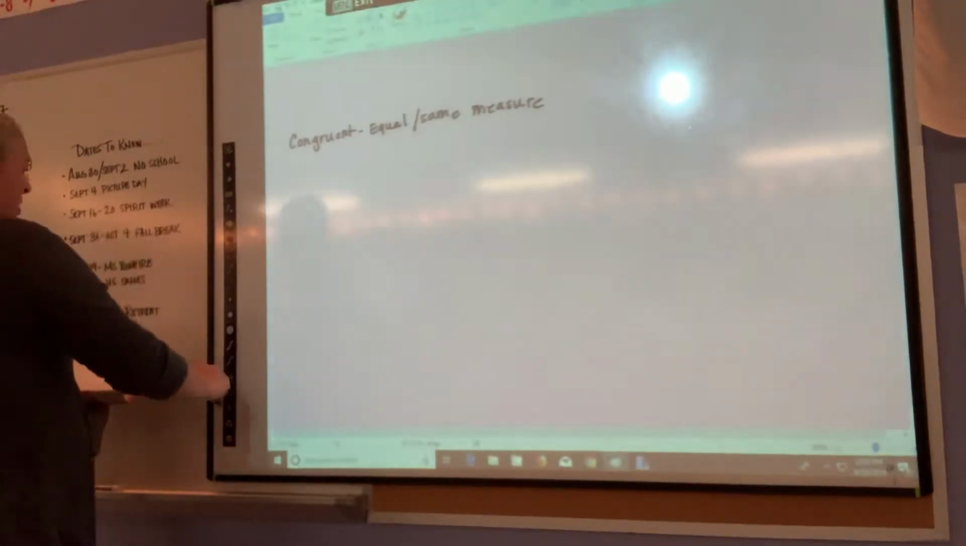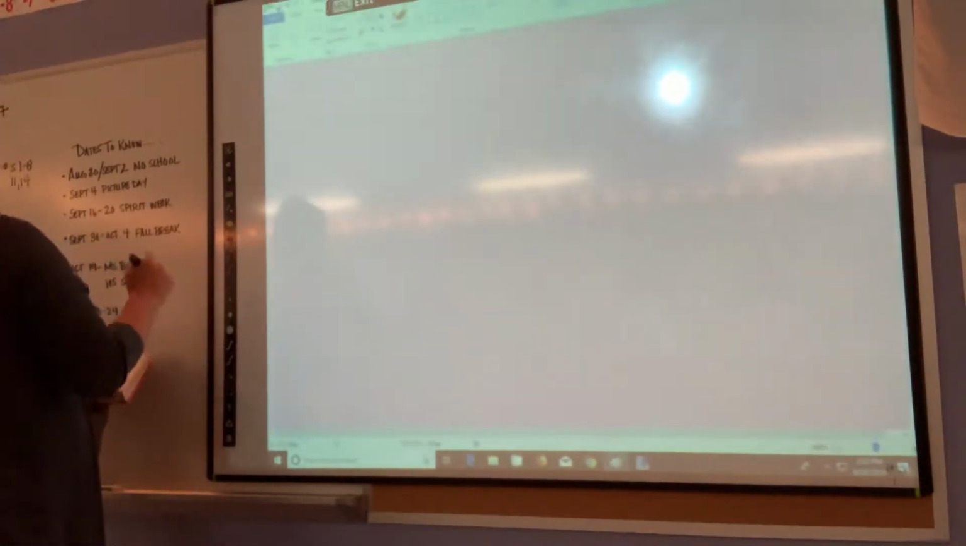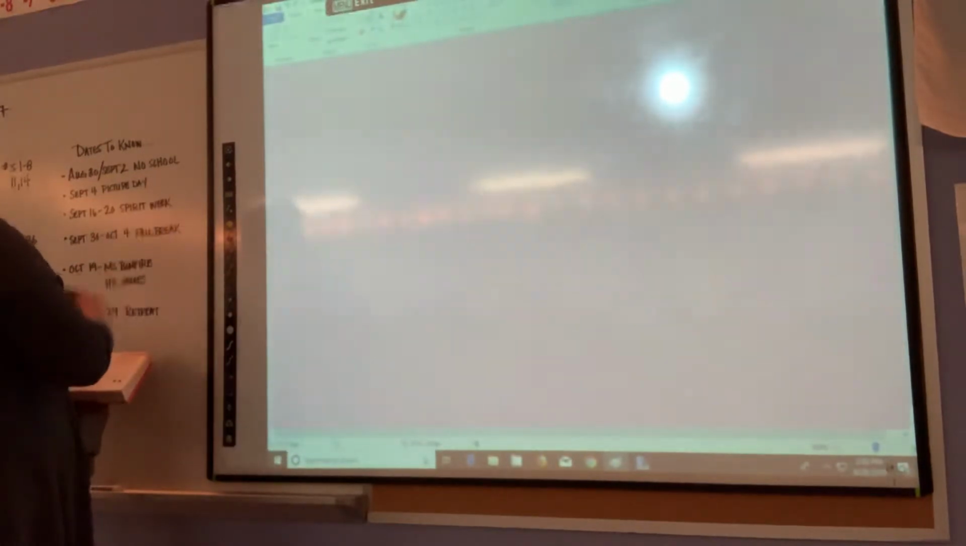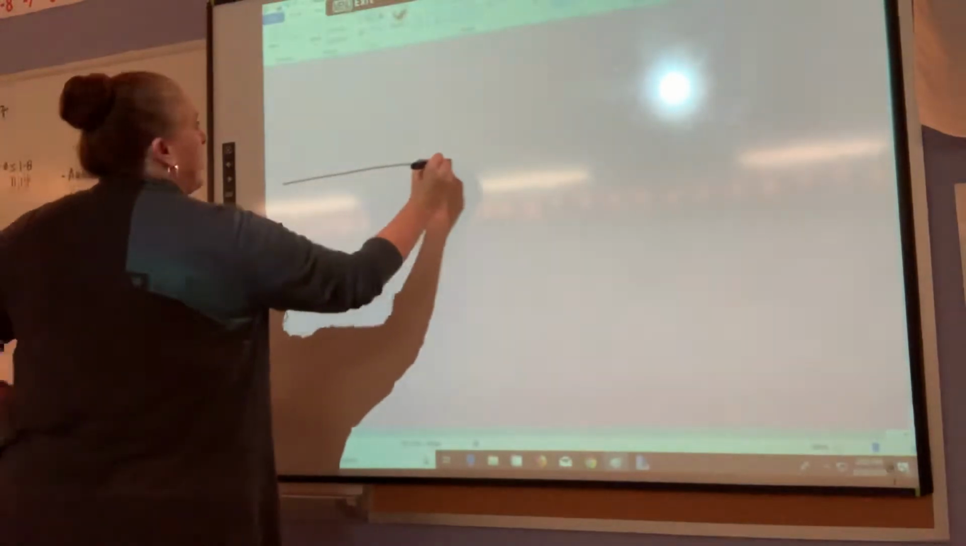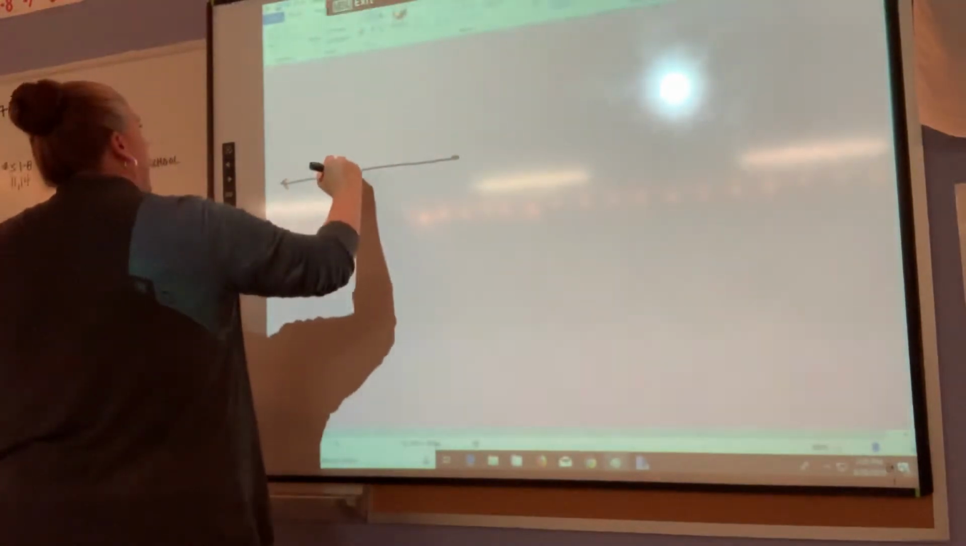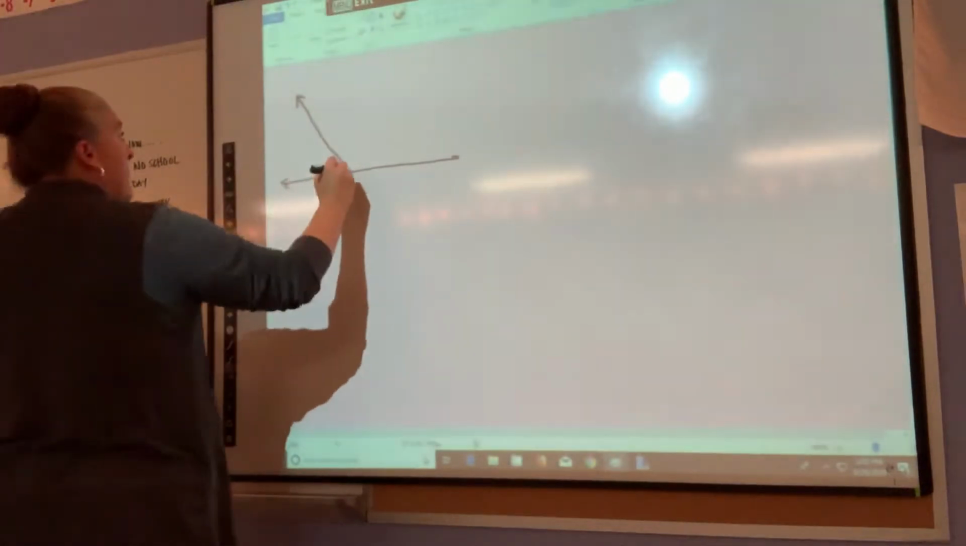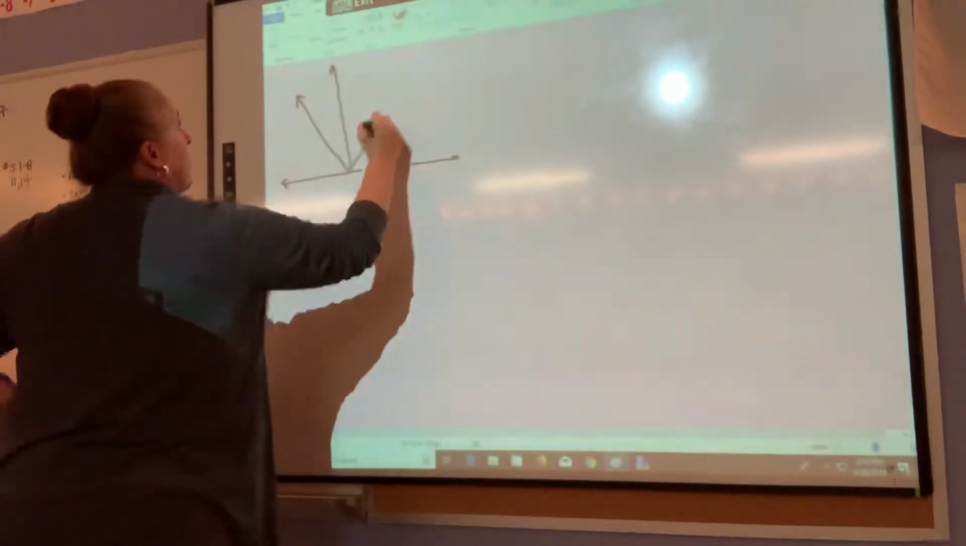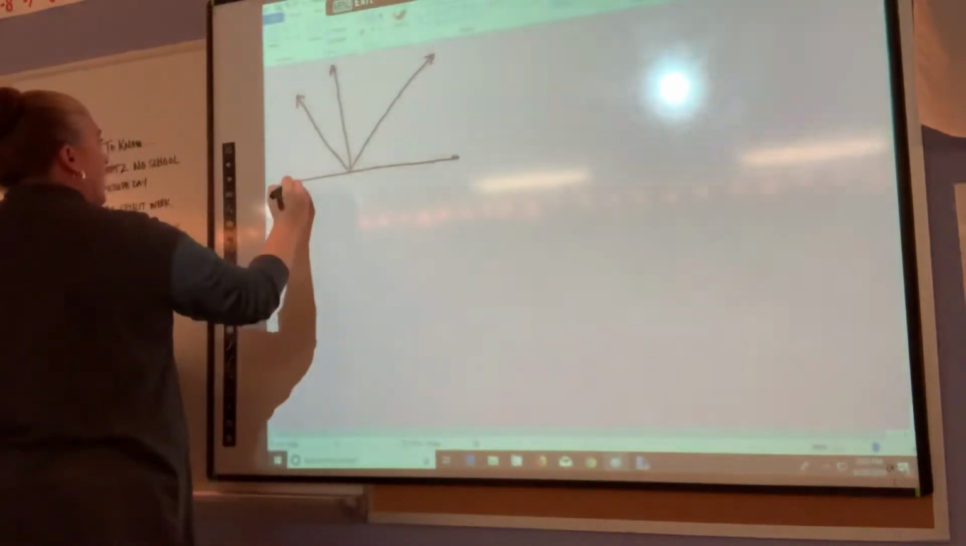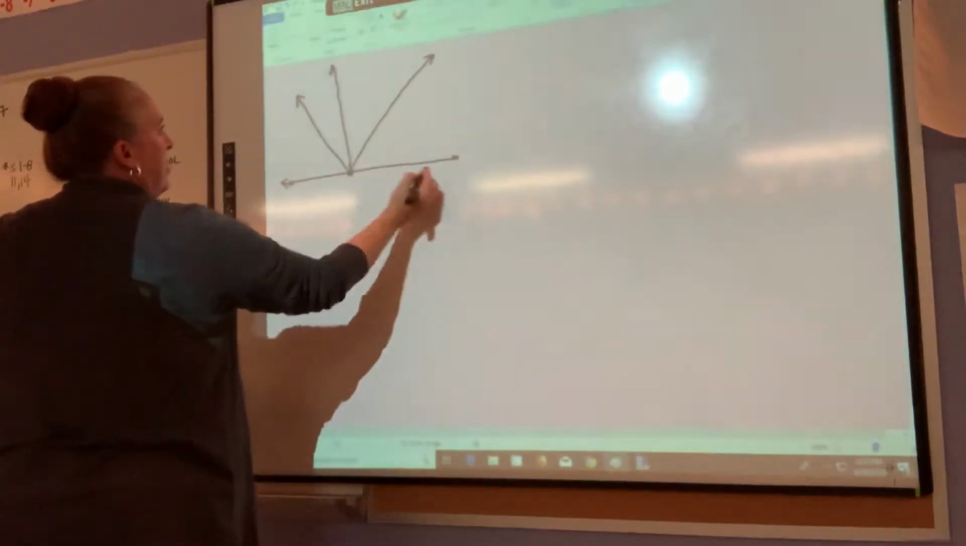Some of the stuff that you're gonna do is, you're gonna label things and you're gonna label them correctly. Another part is they're gonna give you something like this. What do I call that point right there at the bottom?